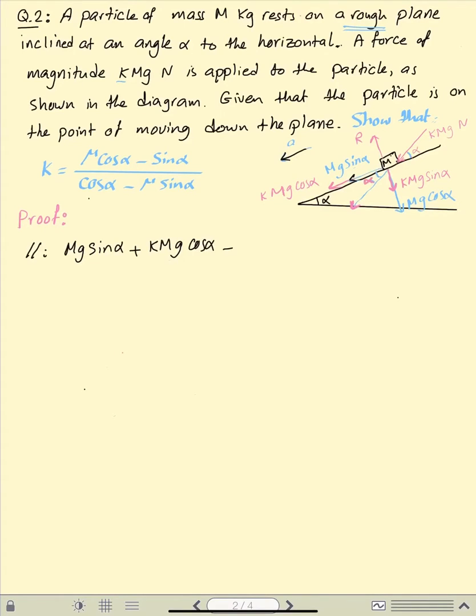Minus, since it's rough, we have FR here. In blue, we have FR in the opposite direction to these two forces. So it's minus FR is equal to 0. A is 0, equilibrium at rest. Since he said rests, equilibrium, these words mean a is 0.